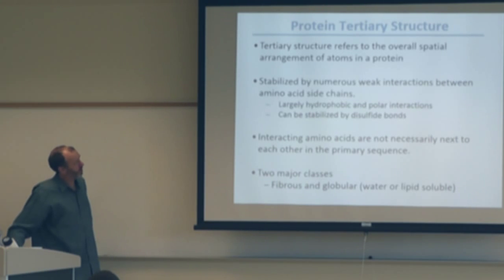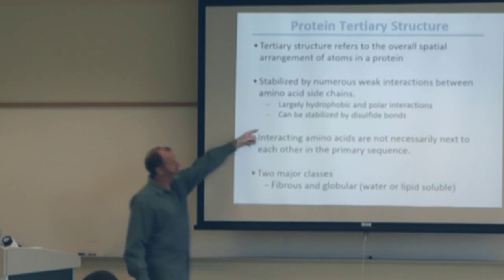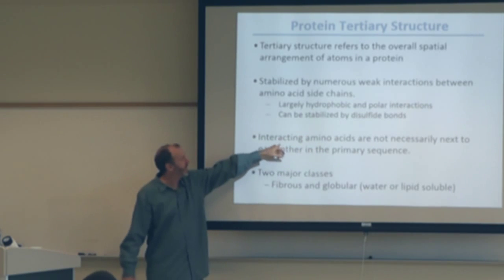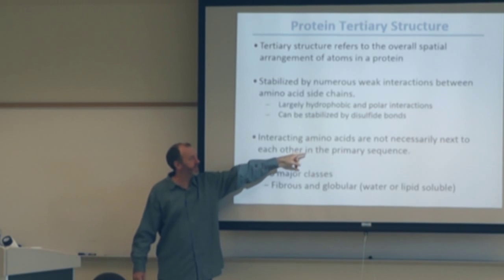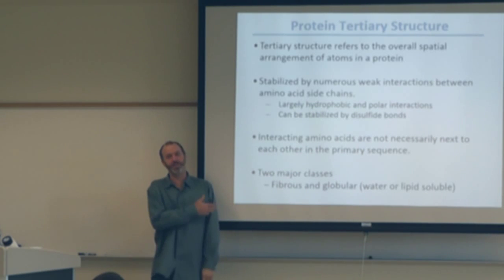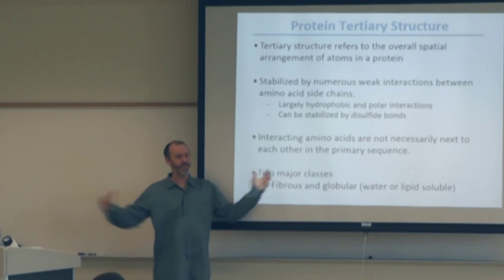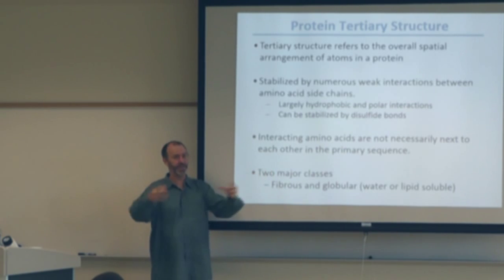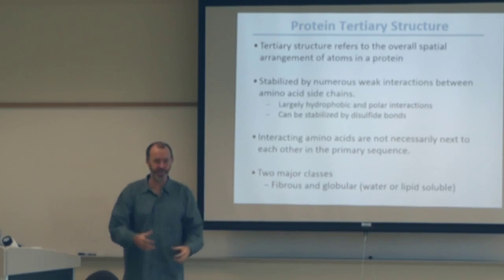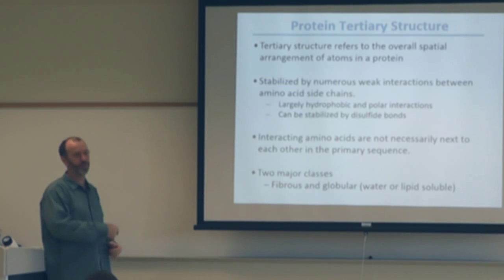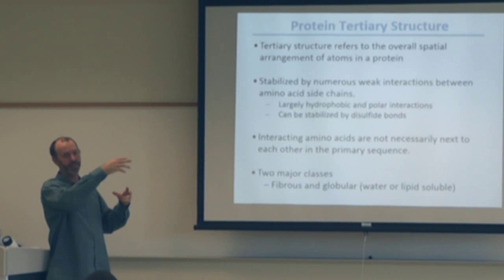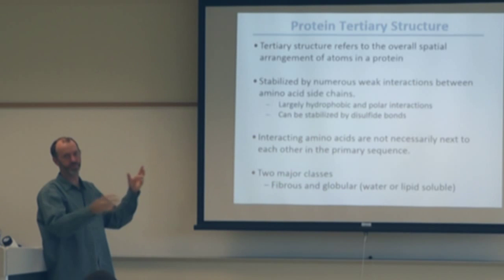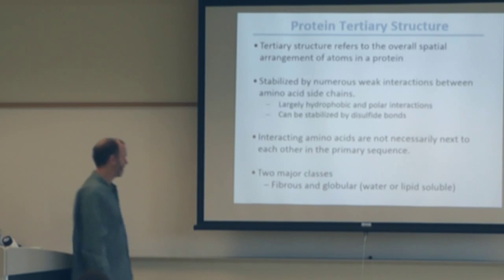What were we talking about? Tertiary structure can be stabilized by disulfide bonds. The interacting amino acids are not necessarily next to each other in the primary sequence. I already talked about that with beta sheets, but it can also be with the side chains interacting with buried side chains. They don't necessarily need to be next to each other in the protein sequence because you could have all kinds of alpha helices or loops or beta sheets bringing them together.